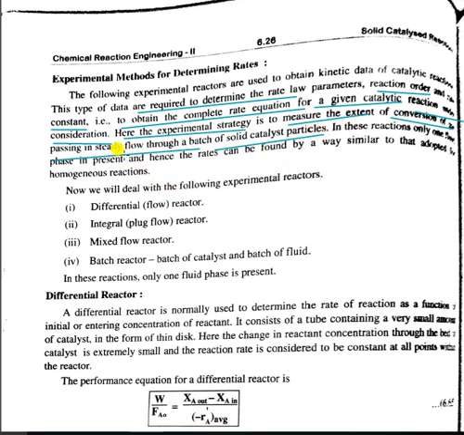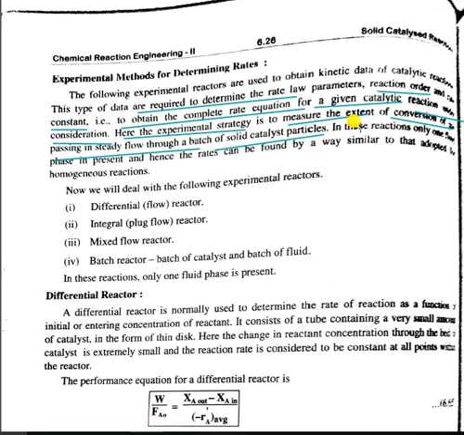Here, the experimental strategy for rate determination is to measure the extent of conversion of the fluid passing in steady state flow through a batch of solid catalyst particles. In this reaction only one fluid phase is present, and hence the rate can be found in a way similar to that adopted for homogeneous reactions.